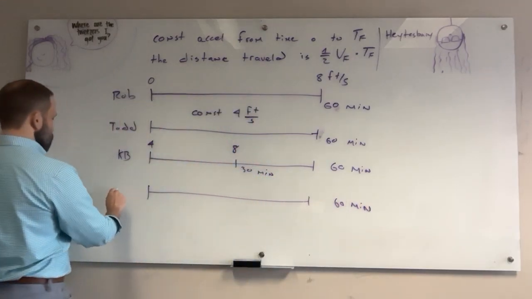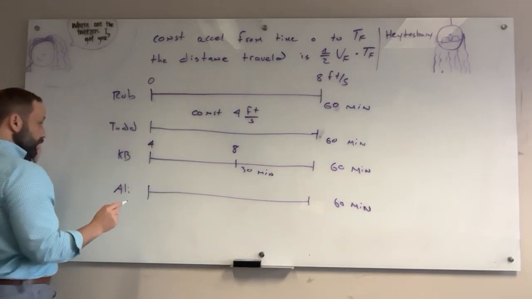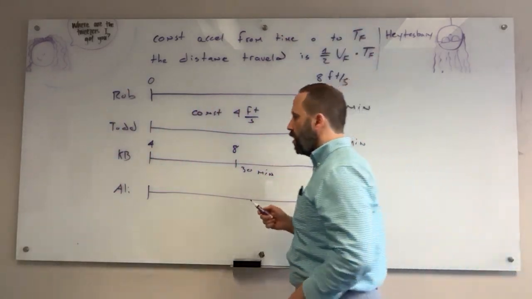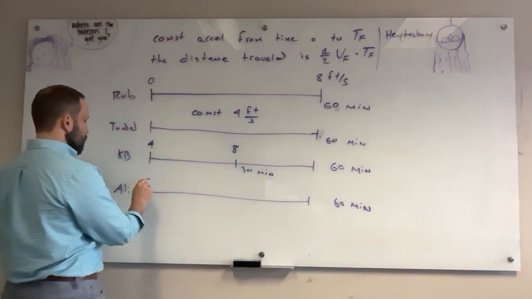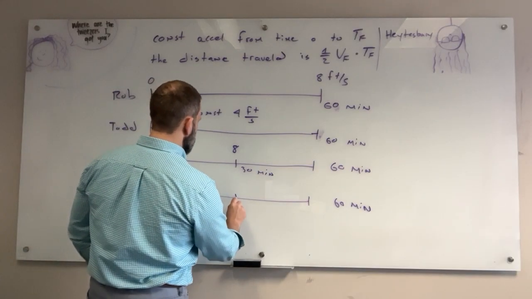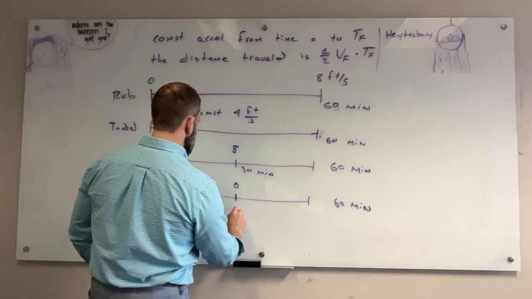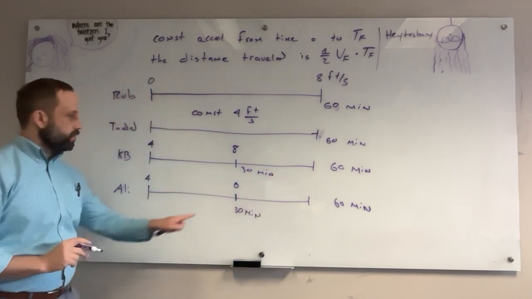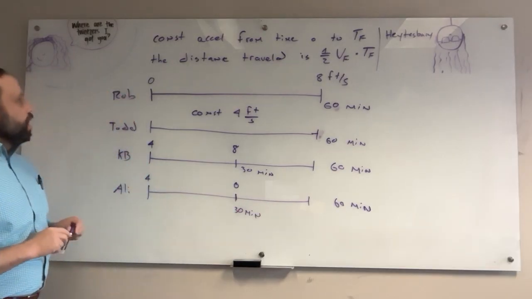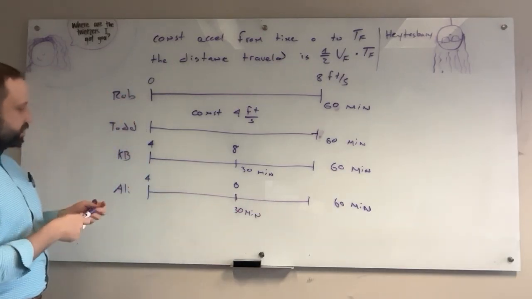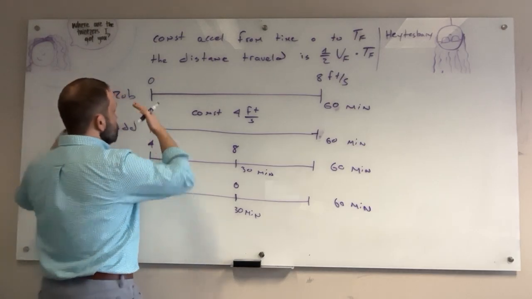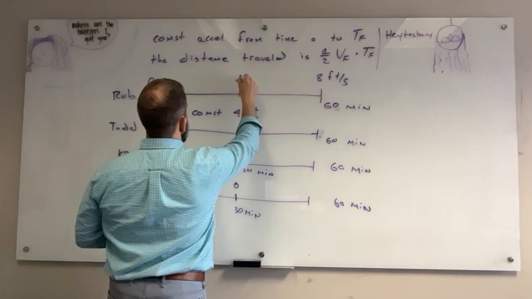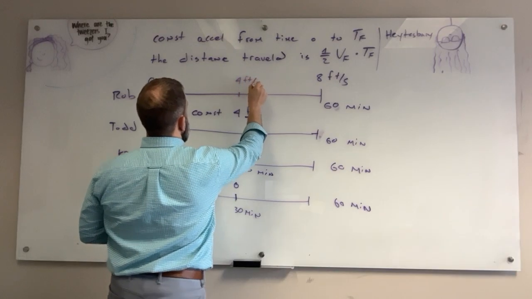And then Allie, she is going to start off at 4 feet per second. The units don't matter. She's going to start off at 4 feet per second here, and have a constant deceleration to 0 here. And again, it's not going to matter what happens for this time right here. Okay, since I have constant acceleration, in the middle I'm also going to be at 4 feet per second.